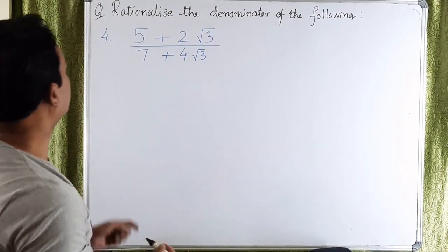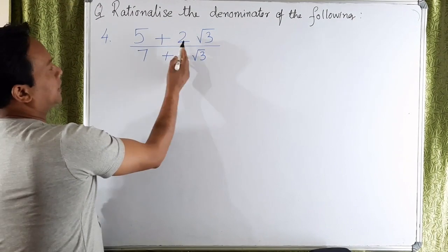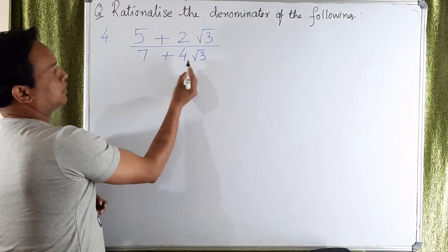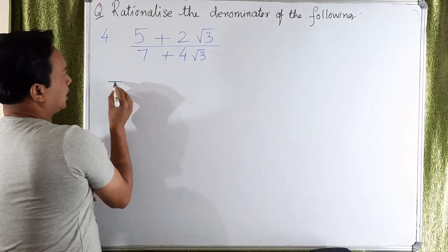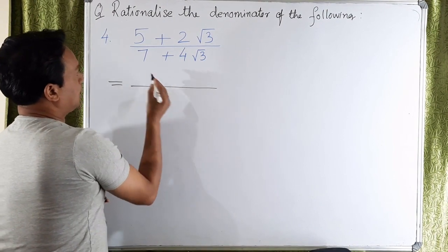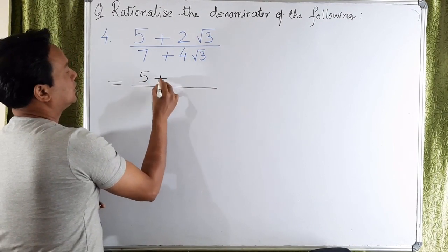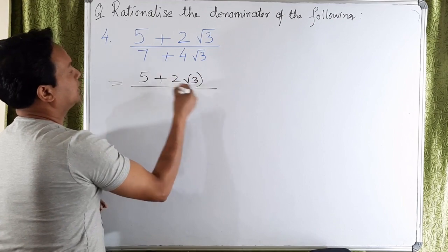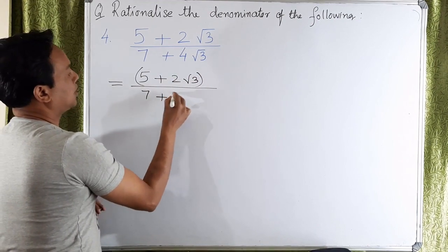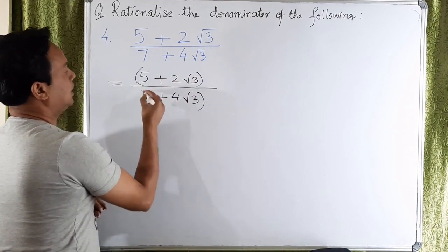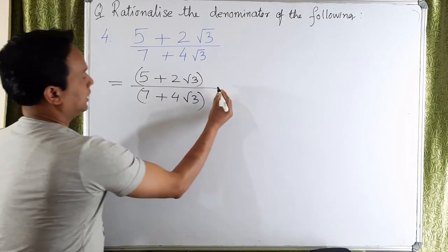Look at the next number. We have 5 plus 2 root 3 divided by 7 plus 4 root 3. Now remember the steps. Let's follow the steps. First step, copy as it is. Just copy the same numbers and put them inside brackets.